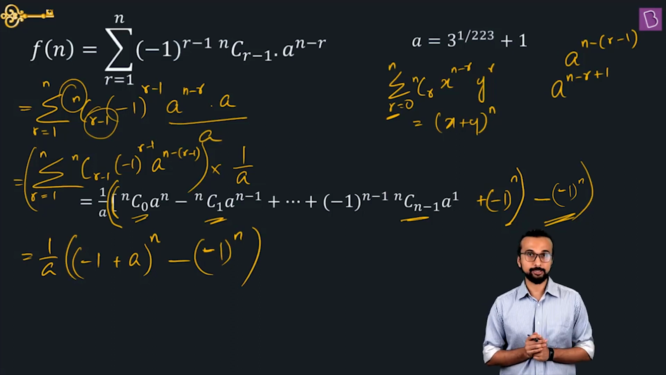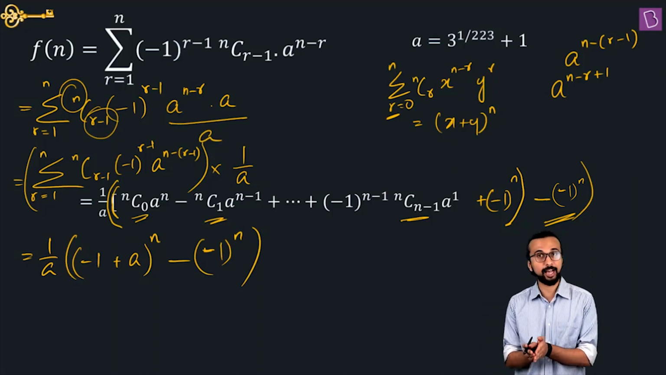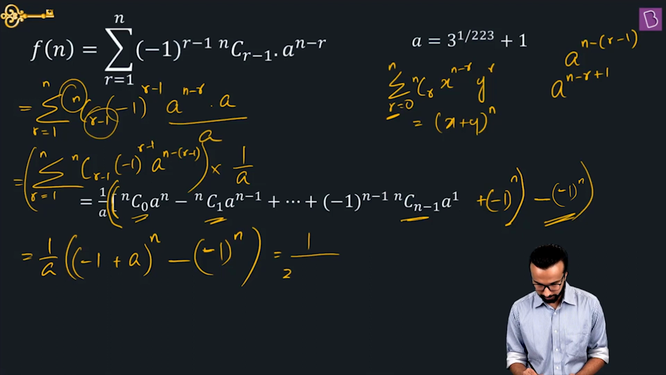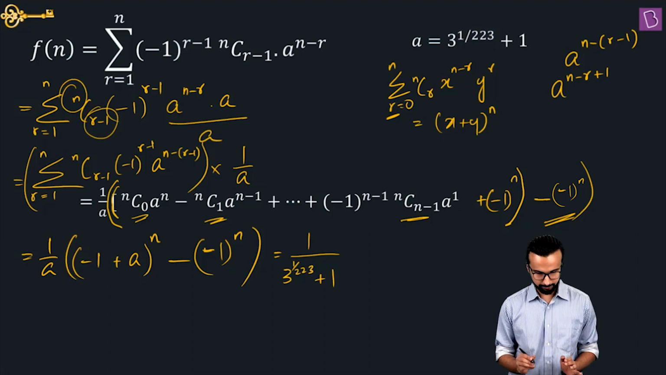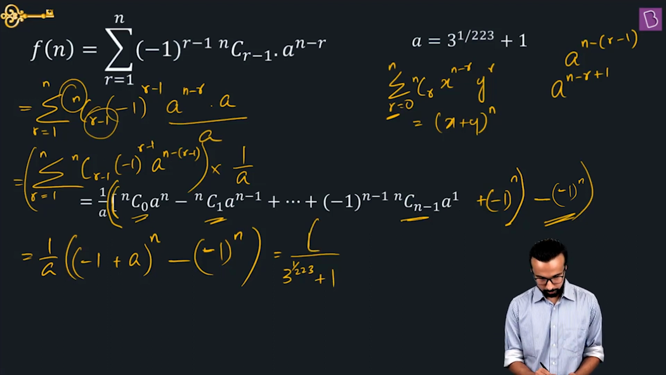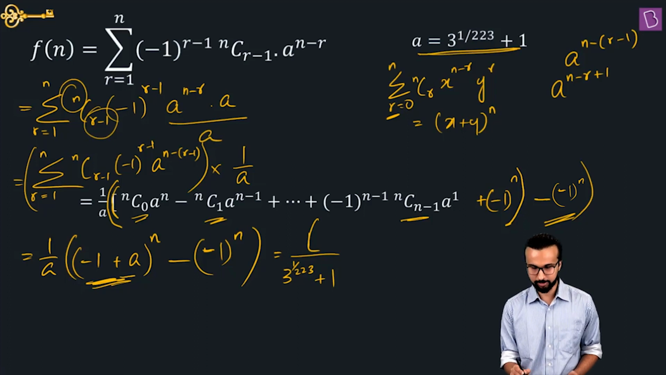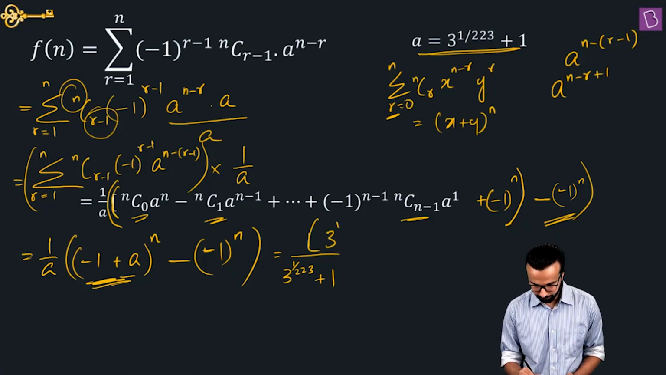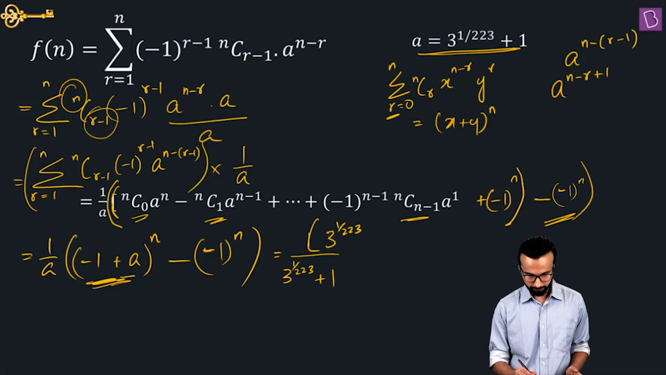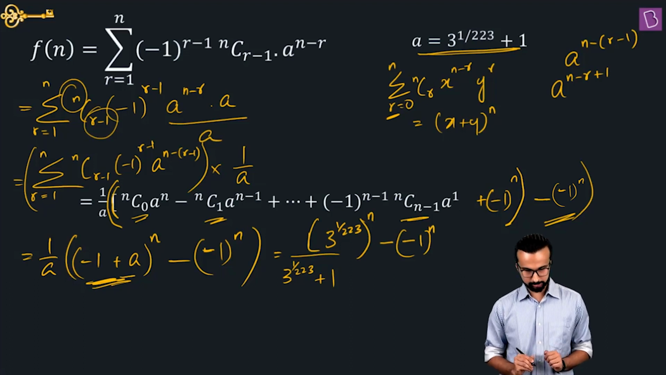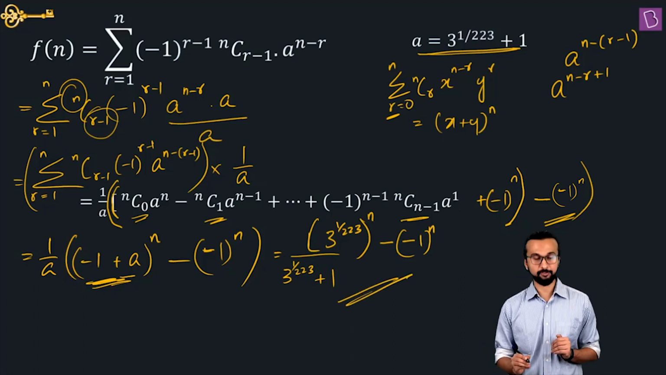Now, how can I write this? I'll put the value of a here. Alright, a is 3 power 1 by 223, so a plus 1. Okay, this is 1 by a into, so a minus 1 raised to n. That's the first term. So a minus 1 means this 1 goes off in a. Okay, so here it becomes 3 power 1 by 223 alone raised to n minus minus 1 raised to n. This is the value of f of n I get.